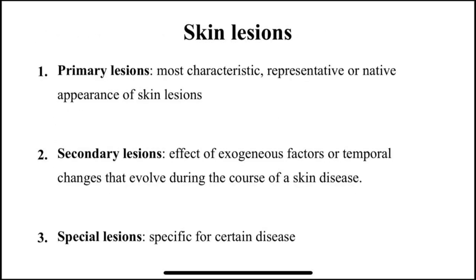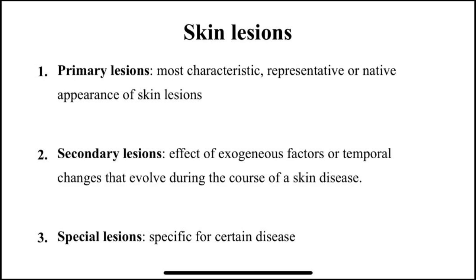The skin lesions can be primary lesions, secondary lesions, or special lesions. Primary lesions refer to the most characteristic, representative, or native appearance of skin lesions. Secondary lesions occur due to the effect of exogenous factors or temporal changes that evolve during the course of a skin disease. Special lesions are characteristic lesions which are specific for certain diseases.